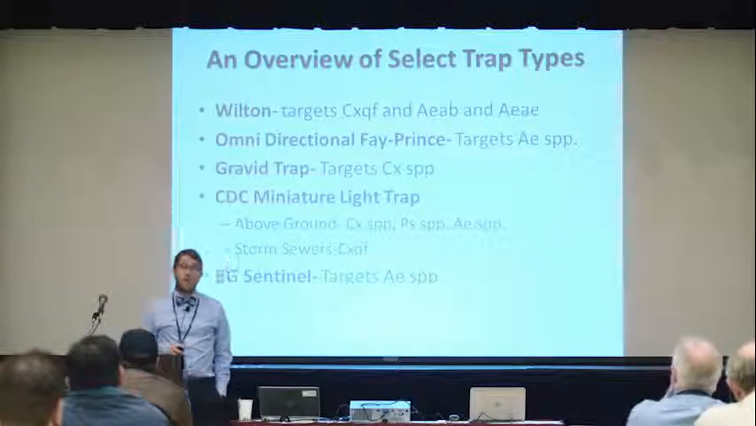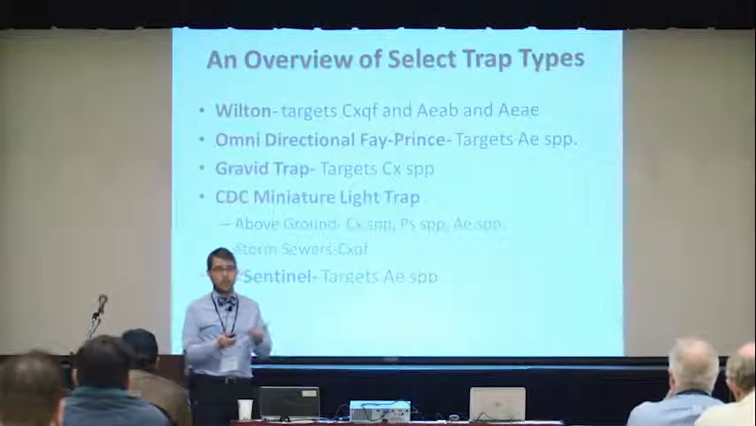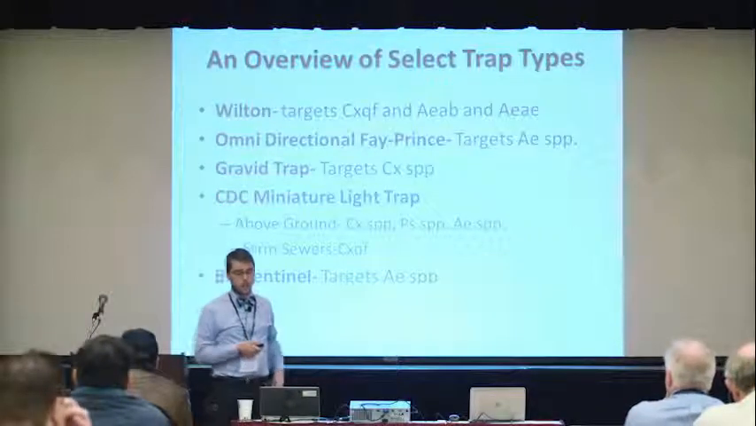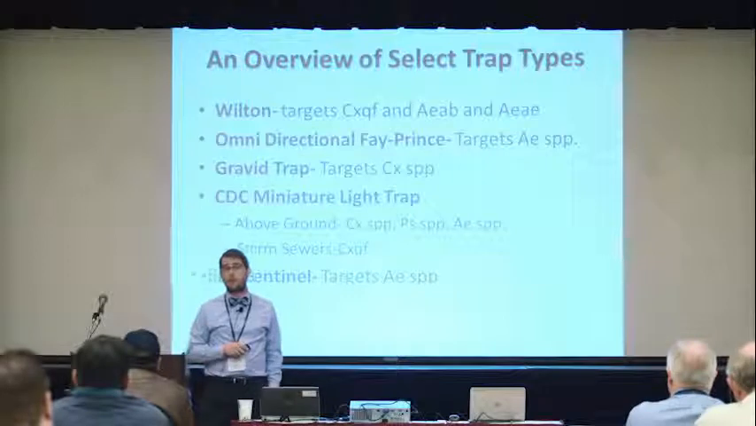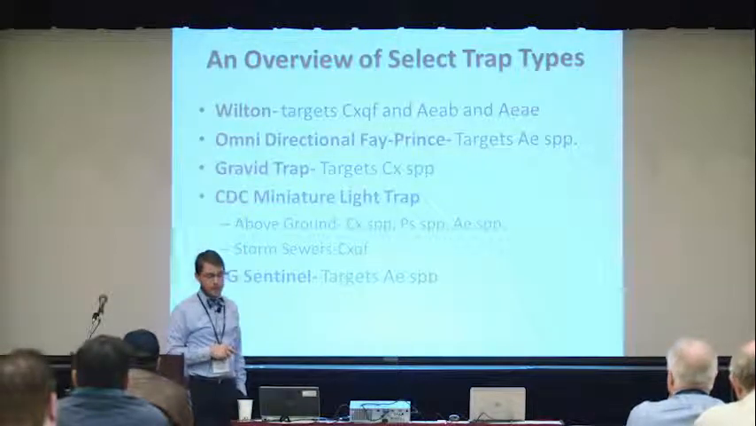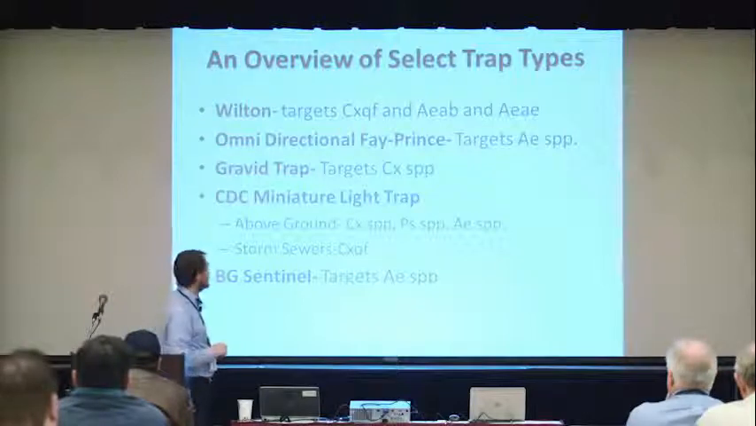Your miniature light trap, if you put it above ground, it's a lottery. I mean, everything likes carbon dioxide, so you're going to get a crazy mix of species. In the storm sewers, you're going to be primarily Culex quinquefasciatus. And the BG Sentinel targets Aedes, but it does a really good job of collecting other species.